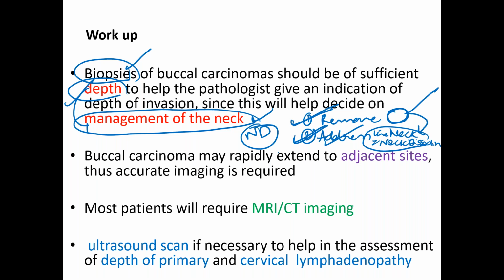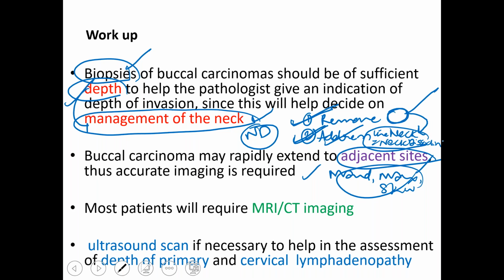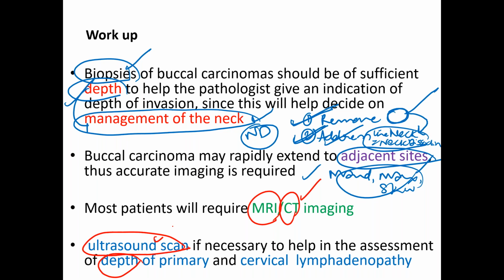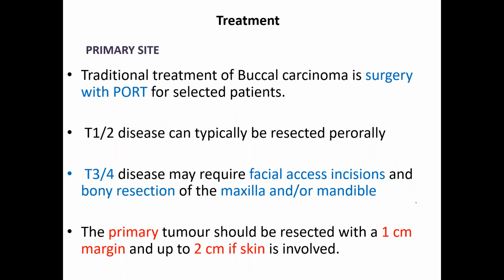Buccal carcinoma may rapidly extend to the adjacent sites. Why? Because the mandible and maxilla are nearby, and the skin also. That is what helps the spread towards the mandible and maxilla. These are infiltrating tumors. You have to go for CT and MRI for imaging. If you want to see the depth of the primary, you go for an ultrasound scan. You can also see the cervical lymphadenopathy with USG of the neck.